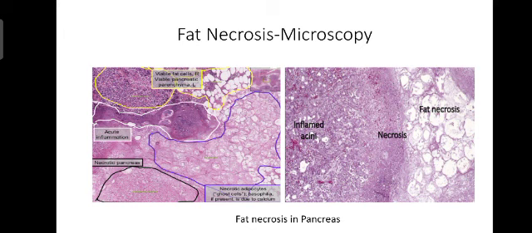In the microscopic examination of fat necrosis, the necrotic area contains the shadowy outline of necrotic fat cells around which there is an inflammatory reaction. Here some viable fat cells and viable pancreatic parenchyma are also seen.